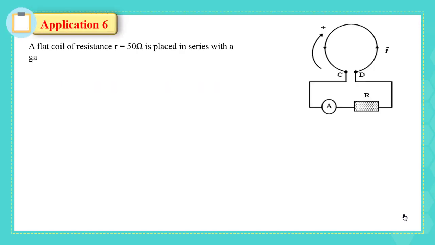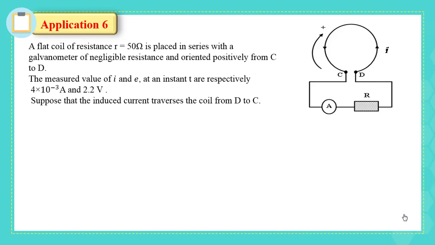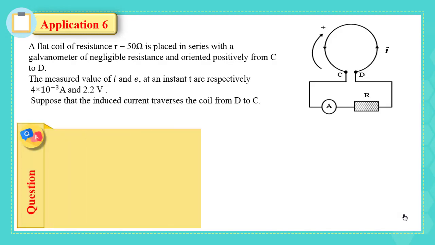Application 6. A flat coil of resistance R equals 50 ohm is placed in series with a galvanometer of negligible resistance and oriented positively from C to D. The measured values of I and E at an instant t are respectively 4 × 10^-3 ampere and 2.2 volt. Suppose that the induced current traverses the coil from D to C. 1. Calculate the potential difference UCD.